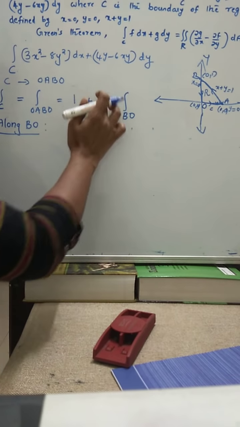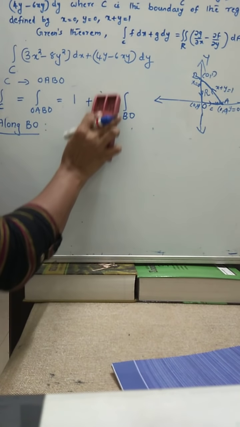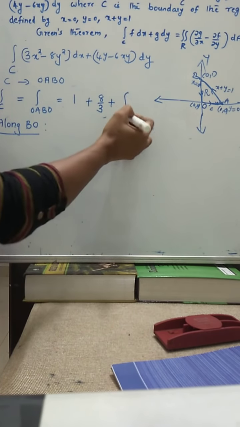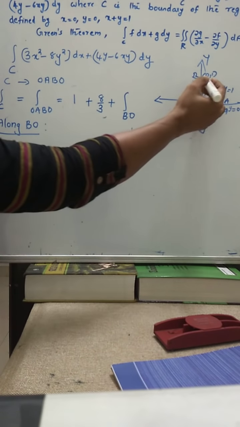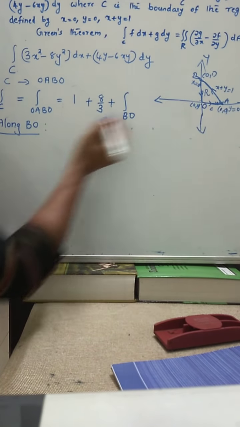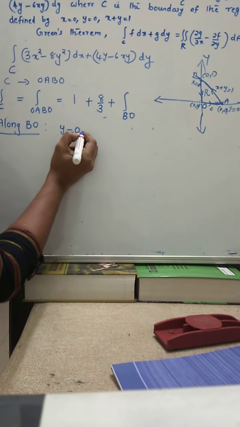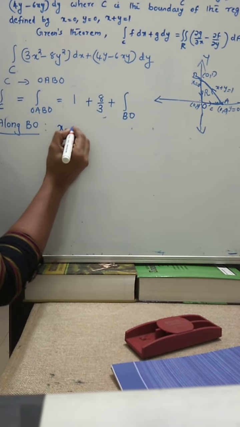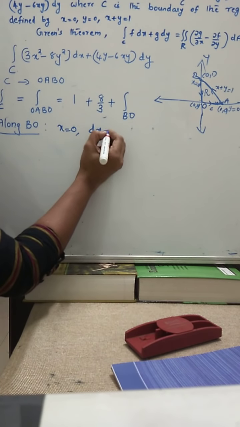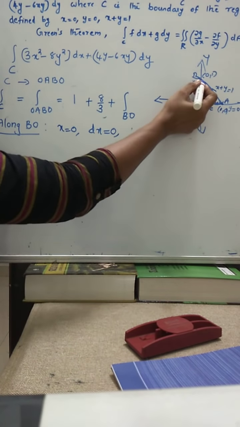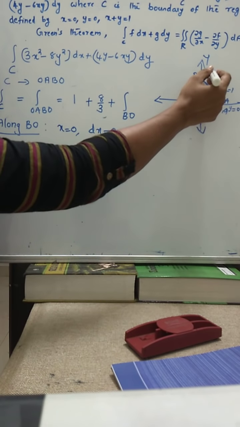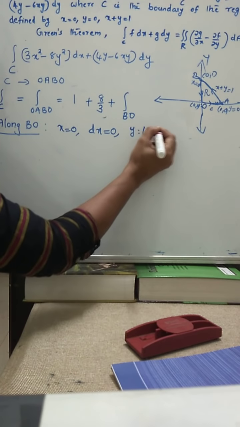Now we have the integral along AB obtained as 8/3. One more integral to evaluate, the integral over BO. Along BO, this line, it is the y axis, so x = 0 and also dx = 0. And y varies from 1 to 0, along this direction from (0, 1) to (0, 0).